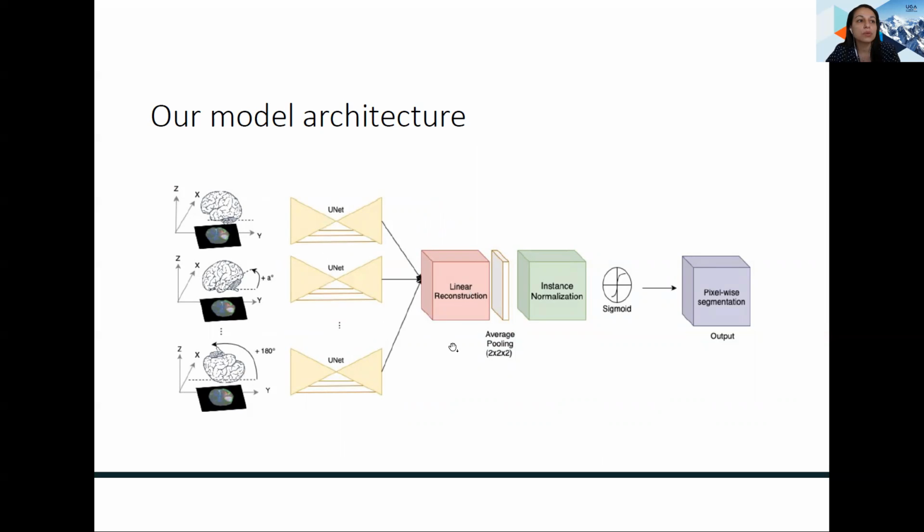The output of the U-Net is then used to reconstruct the volume using linear reconstruction, where a voxel value in this tensor is defined as the sum over the corresponding 2D projected values. Then we follow with denoising the segmentation with average pooling layer and instance normalization. For training, we use a joint loss function of dice loss and cross entropy loss with equal contribution.